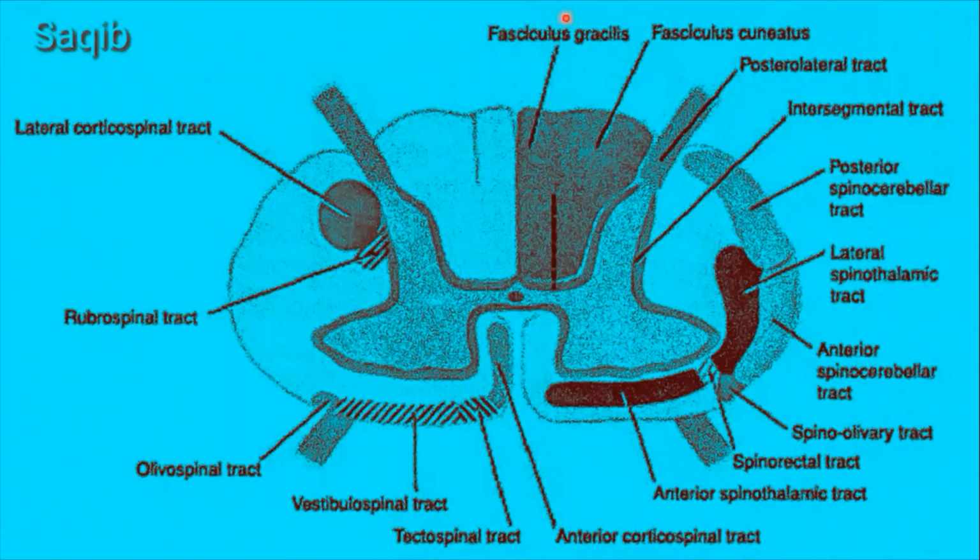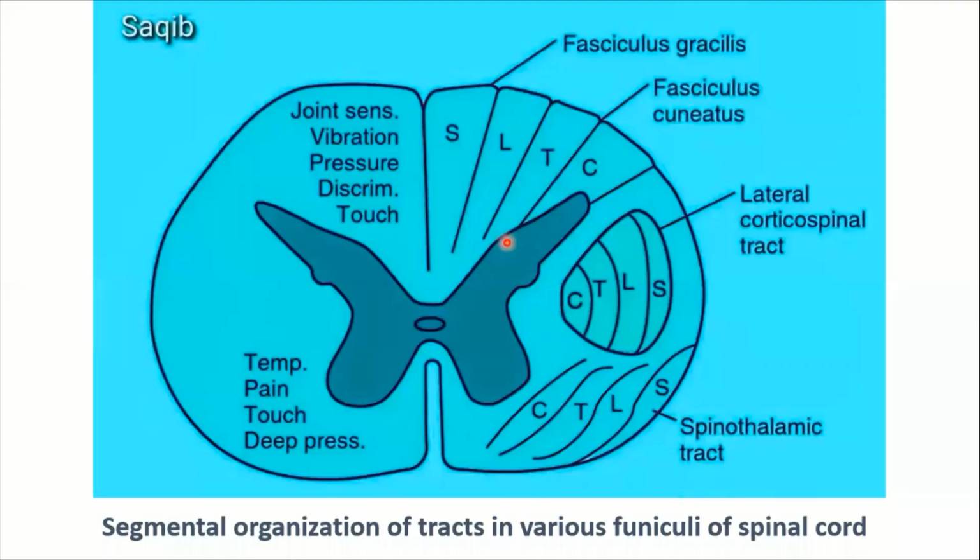We'll discuss briefly the very important tracts in the next lectures very soon. So this is the concept of the segmental organization of the tracts in the various funiculi. It is very important clinically to correlate how the disease will form and present clinically. Like this is a layout. This is sacral, lumbar, thoracic, and cervical. This is the cervical, thoracic, lumbar, and sacral, and likewise over here.